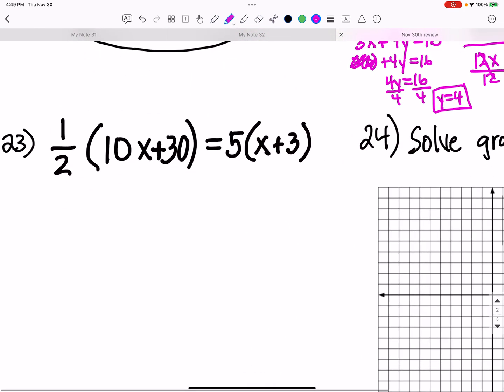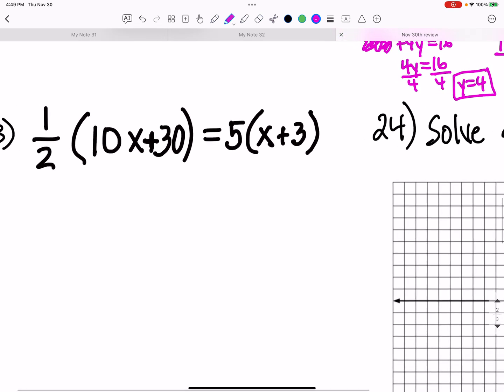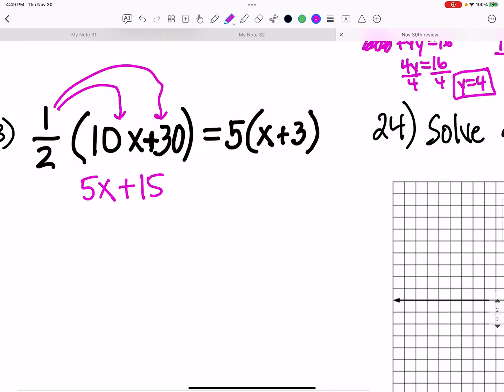23. Okay, Starbucks order with a 1/2 and with a 5. So 1/2 of 10x is 5x, not just 5. 1/2 of positive 30 is positive 15. 5 times x is 5x. 5 times 3 is 15, plus 15.